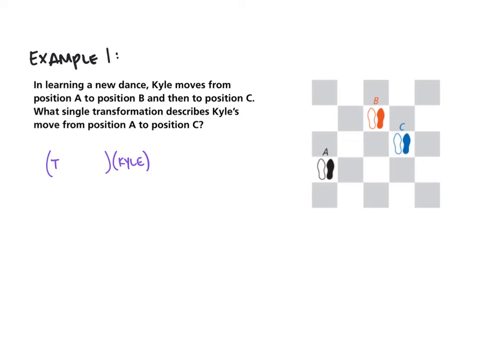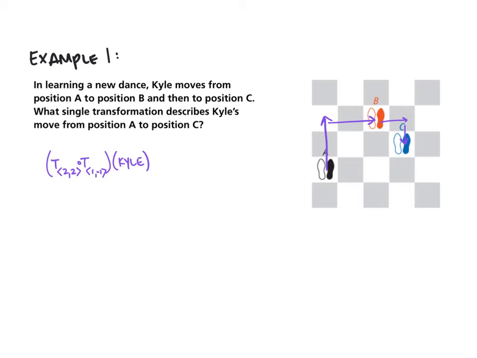First, we're going to translate moving from A to B, which we can see is a movement up 2 and then right 2. So that would be a translation of 2 comma 2. Then from that point, we're moving, let's say, right 1 more and then down 1. So that would be a translation that is right 1, down 1. So this would be one way to describe this translation of Kyle, moving him up 2 and then right 2, and then right 1 and down 1.